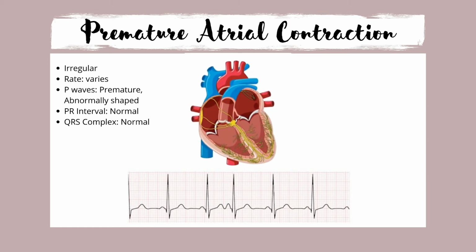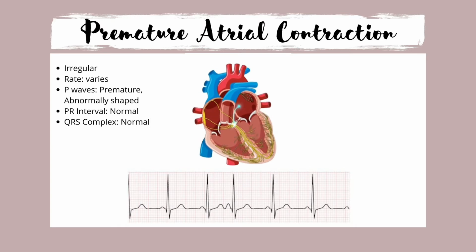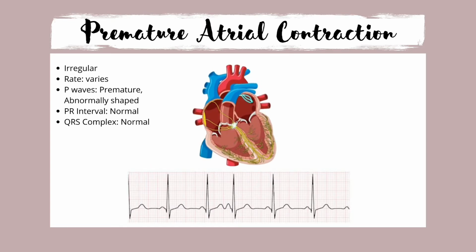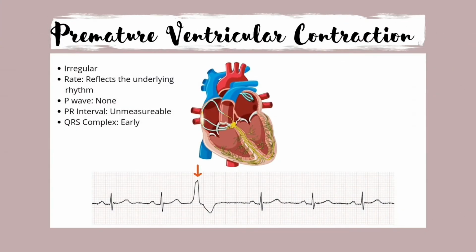Characteristics. It is an irregular rhythm. Rate varies with underlying rhythm. P waves are premature and abnormally shaped. PR interval is usually within normal limits, but varies depending on the ectopic focus. QRS complex is normal.